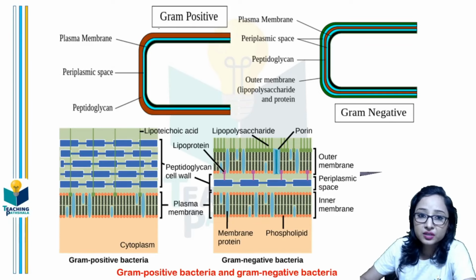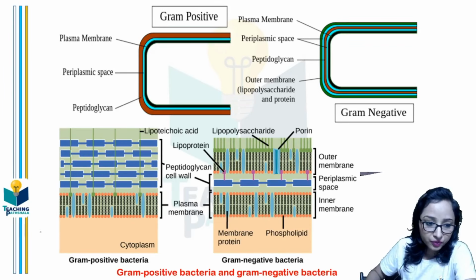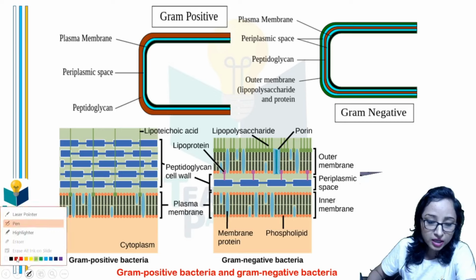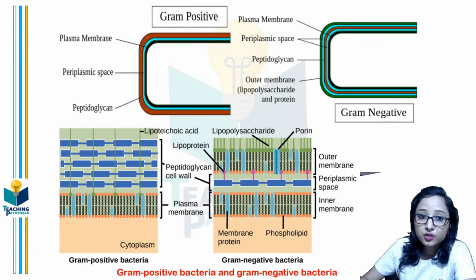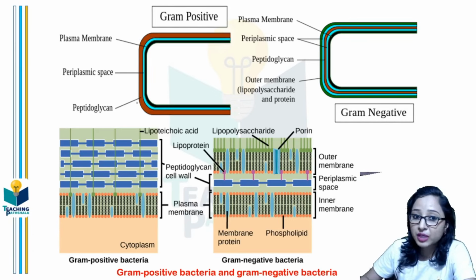So you can see this is a gram positive bacteria, right? The first example is the gram positive bacteria. The outermost layer is known as peptidoglycan and it is very thick. If you can see, this is very thick. And this blue colored zone is the periplasmic space, whereas this green colored zone is the plasma membrane.